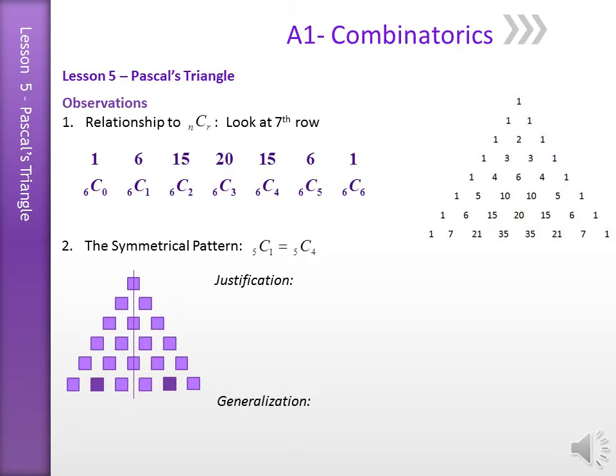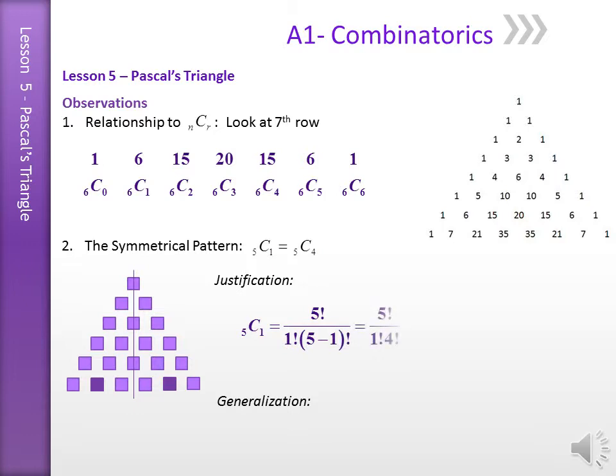Our second observation is the symmetrical pattern. For example, 5 choose 1 equals 5 choose 4. Notice the 1 and the 4 add up to the 5. We can justify this by showing that 5 choose 1 equals, using our formula, 5 factorial over 1 factorial times 5 minus 1 factorial. We can simplify this to be 5 factorial over 1 factorial 4 factorial.